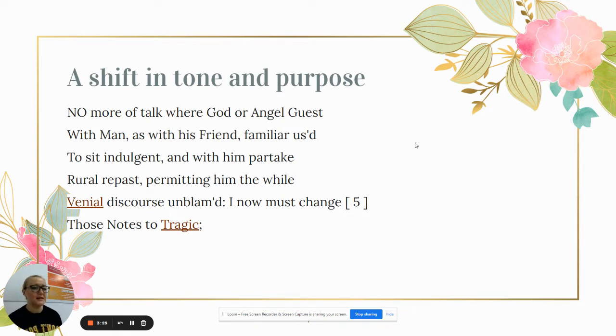So clues in the title, Paradise Lost. No more of talk, where God or angel guest with man, as with his friend familiar used to sit indulgent. I now must change those notes to tragic. So now we get that slide, that plummet into the sin, the disobedience. We're going to move from the pre to the post-lapsarian. And this is Milton very much taking charge of the narrative. This is his story to tell. He is justifying the ways of God to man.